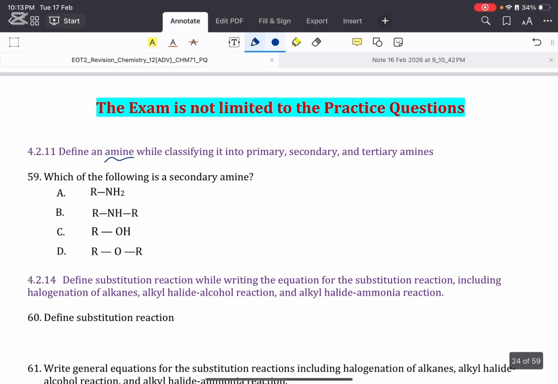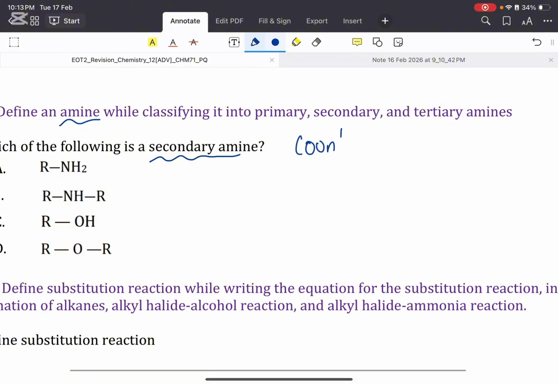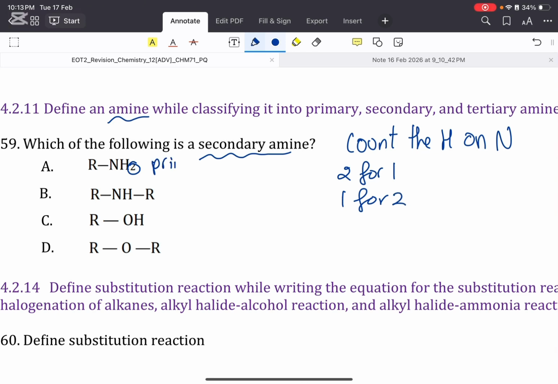Define amine. So which of the following is a secondary amine? Again, as I told you, you need to count the hydrogens on N, not on C, or on OH like the hydroxyl. You need to count the hydrogens on N. I have 2 hydrogens. Remember this expression, 2 for 1, 1 for 2. So I counted 2, that is primary. I counted 1, that is secondary. That's an alcohol, not an amine, and that's an ether, not an amine.